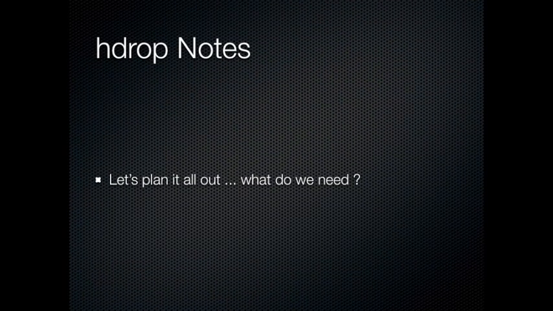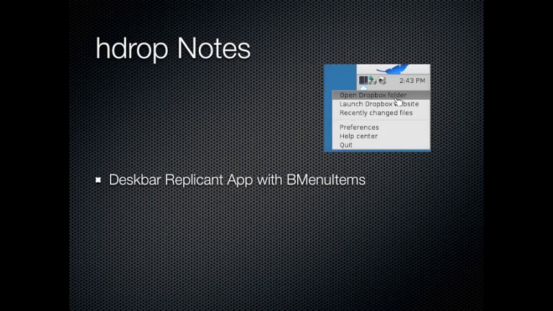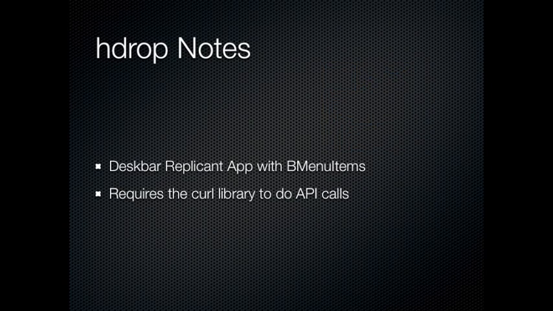Okay, just as I said, the planning phase. Just going to plan out what we need. So, being a Dropbox client, it's going to need to be a Deskbar replicant app with B menu items. So I've just got a little screenshot here of what it would kind of look like. It's going to need to access the API calls using curl. Now I've written some sample code last year. I wrote a Bitly client using curl, and that was easy enough to do.